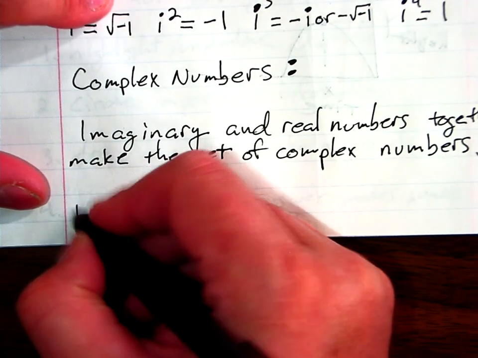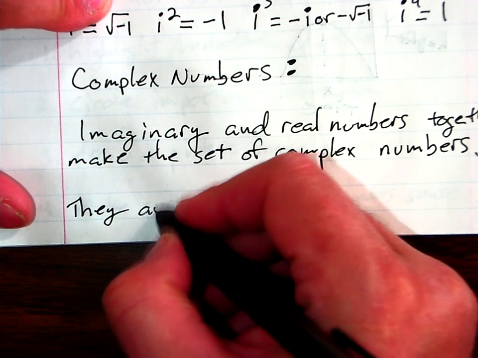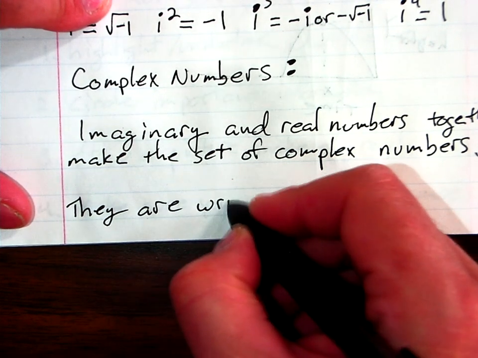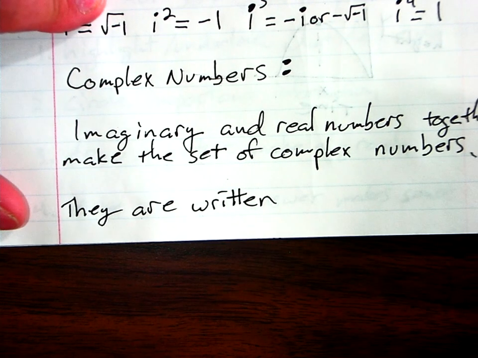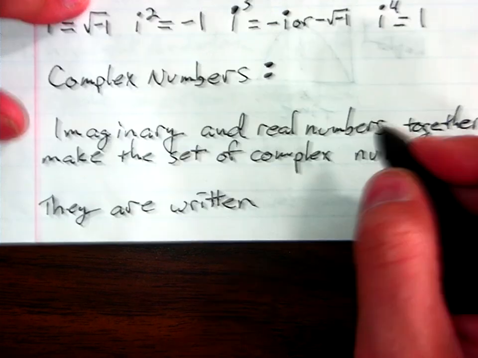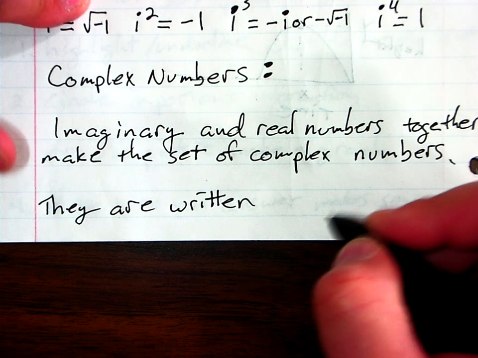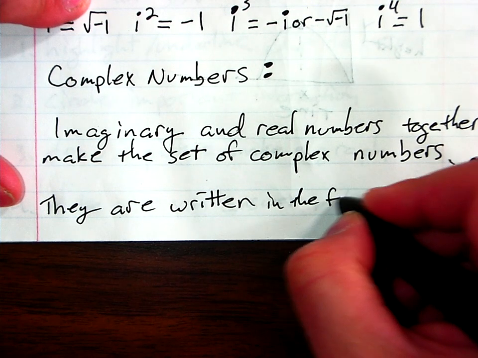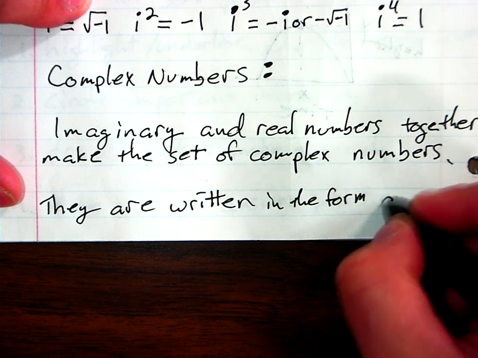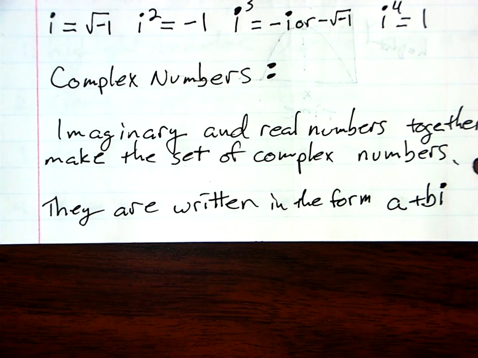All right, they are written... I don't know why it's not "wroten," but I know it's not. They are written. They have wrote. I don't know. That's why I don't teach language arts. They are written in the form a plus bi.